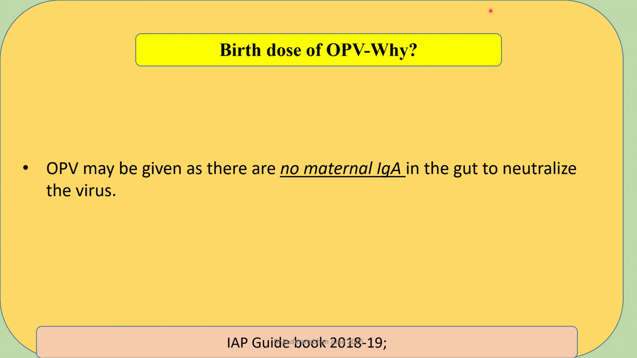Why are we giving BCG at birth now? Can you tell me why we give BCG at birth? To prevent disseminated TB.